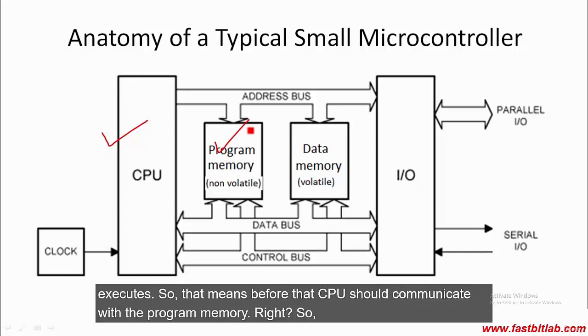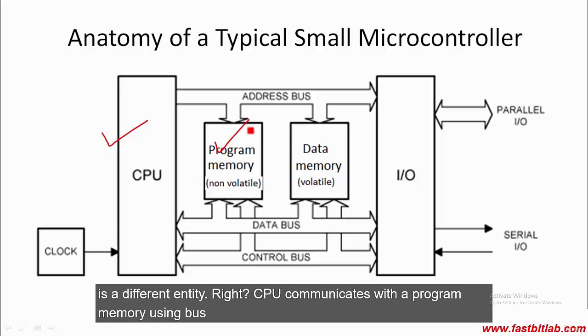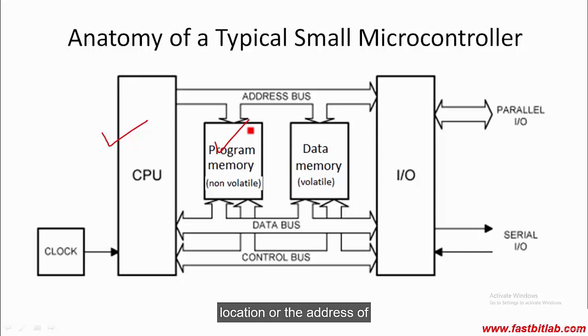So that means before that, the CPU should communicate with the program memory, right? The CPU is a different entity and the program memory is a different entity, right? The CPU communicates with the program memory using bus interfaces. There is a bus called the address bus, because before reading an instruction, a CPU must produce the location or the address of that instruction, right? Which is there in the program memory.